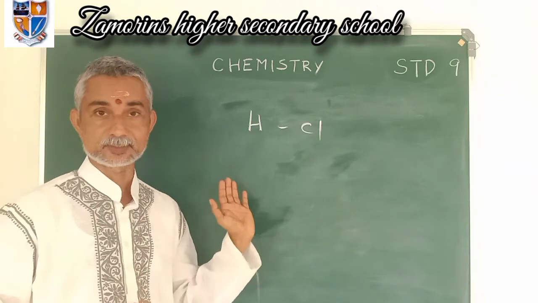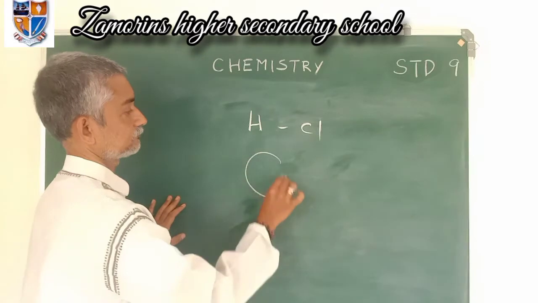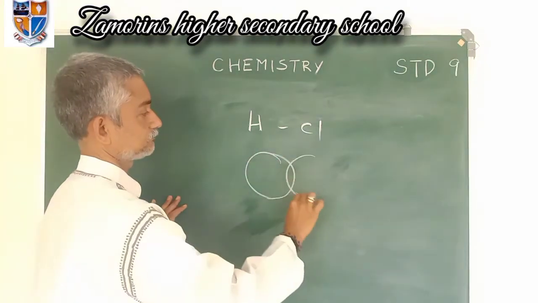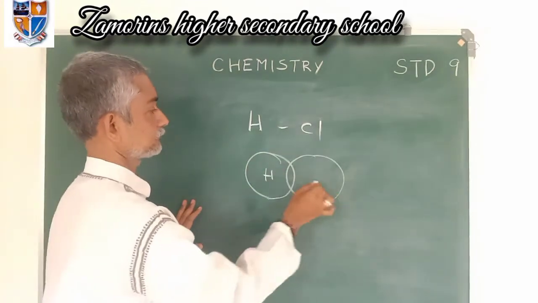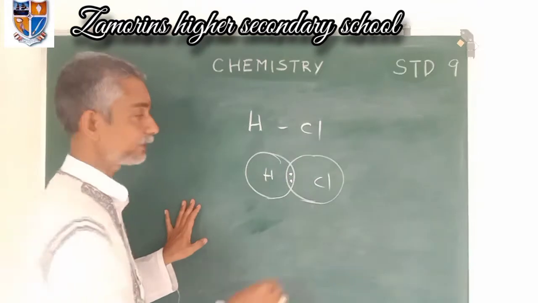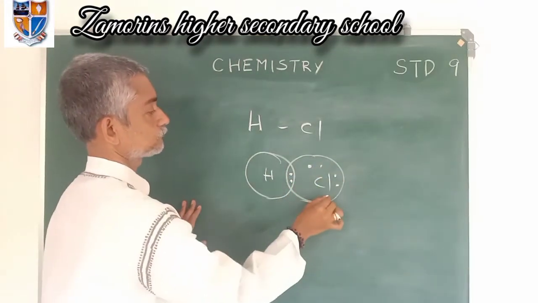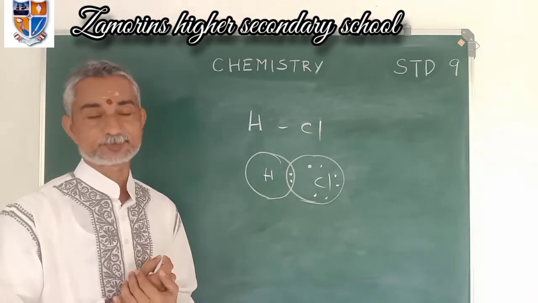So what they do? They share each other. Look at here. Hydrogen and chlorine. They pair, sharing a pair of electrons here. Like that, a compound is formed.